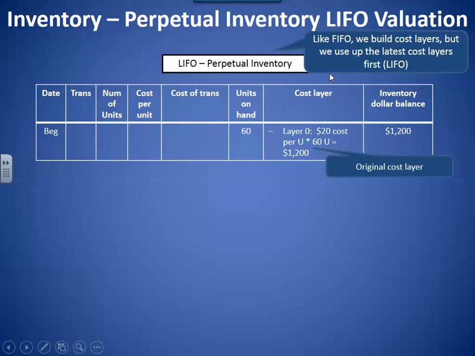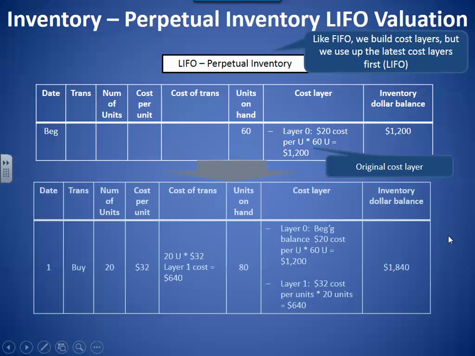Now, just like we did with FIFO, we build cost layers when we purchase something, but when we actually sell something, in FIFO we use the first costs that we had built up first. In the case of LIFO, we use the last costs that we built up first. So that's the difference between the two. So let's go ahead and start with our first purchase.